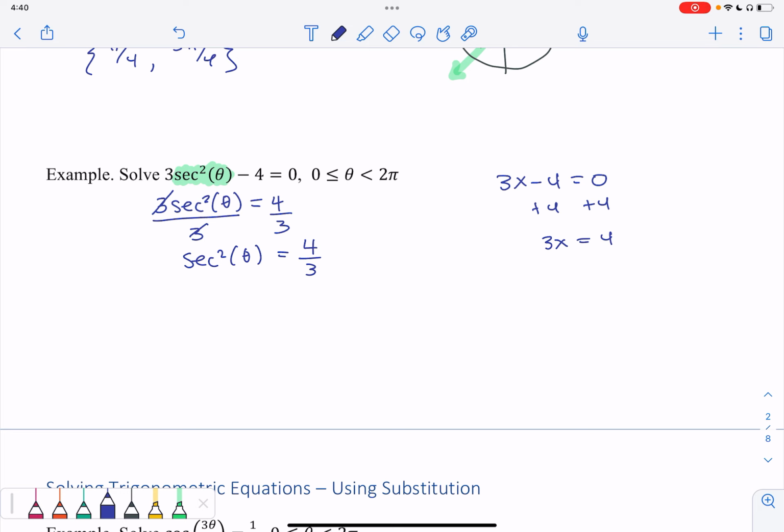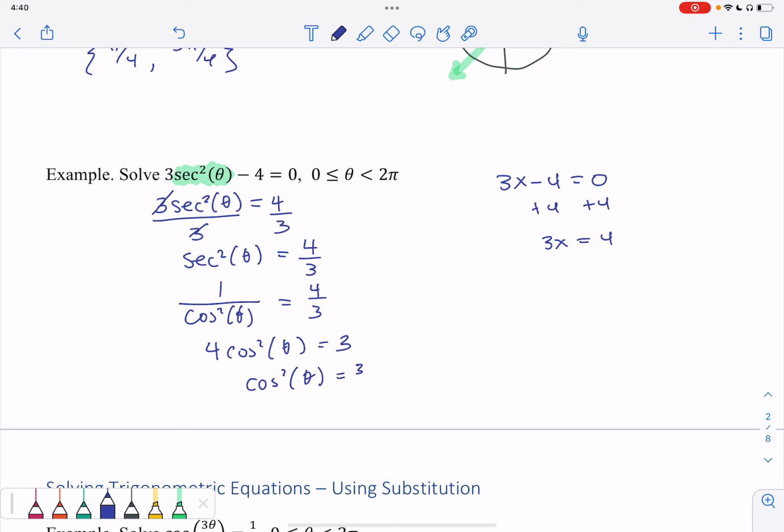I don't really like solving things in terms of secant, right? I know my unit circle really well for, say, sine and cosine. So I'm going to write this in terms of cosine. This is 1 over cosine squared theta equals 4/3. And then I go, wait a minute, that's just 4 cosine squared theta equals 3, or cosine squared theta is 3/4. And I think that makes sense, right? We have secant squared is 4 over 3, and cosine squared is 3 over 4.